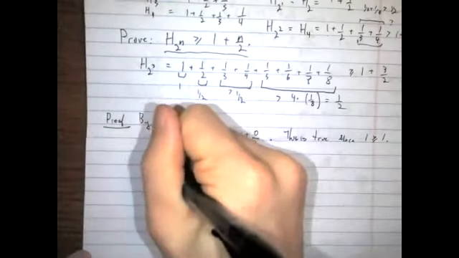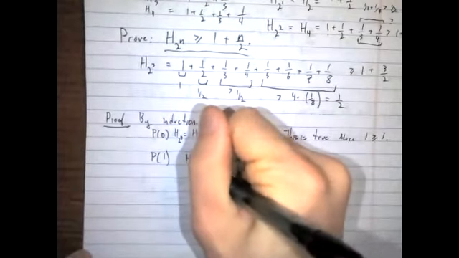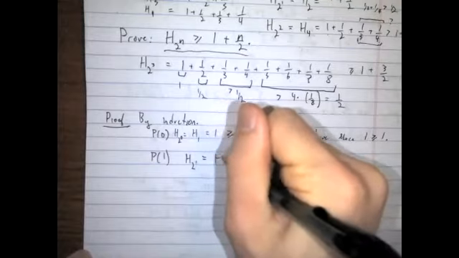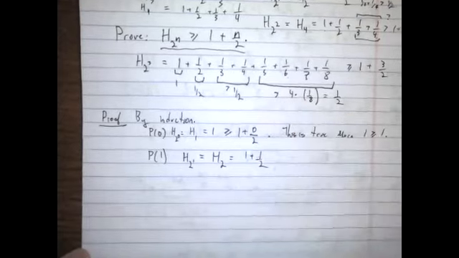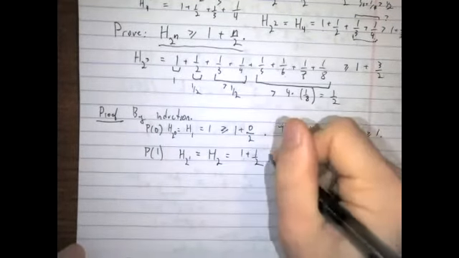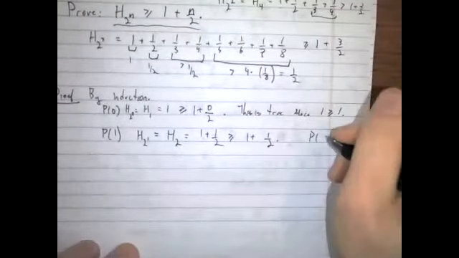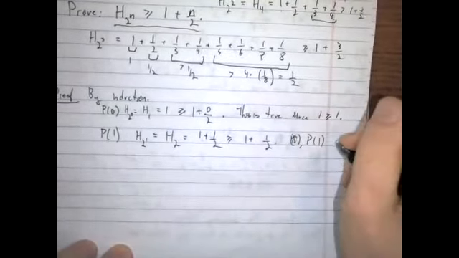Another perfectly reasonable base case to do is P of 1, right? So here I'm saying h2 to the 1 is equal to h2, and h2 is equal to 1 plus 1/2. And this is indeed greater than or equal to 1 plus 1 over 2. In fact, they're equal. So P of 1 is true as well. P of 0, P of 1 are true.